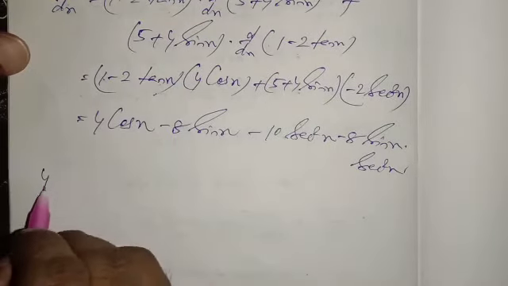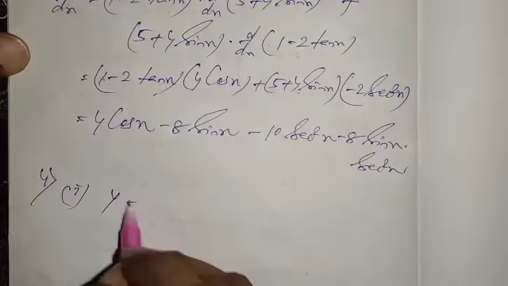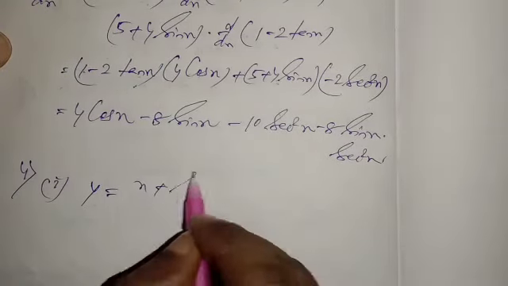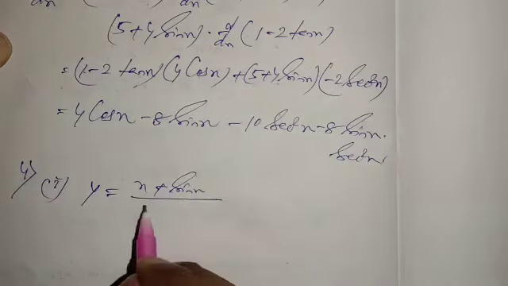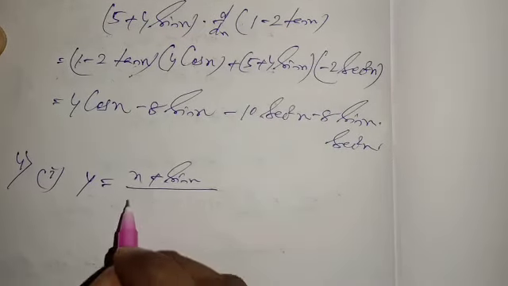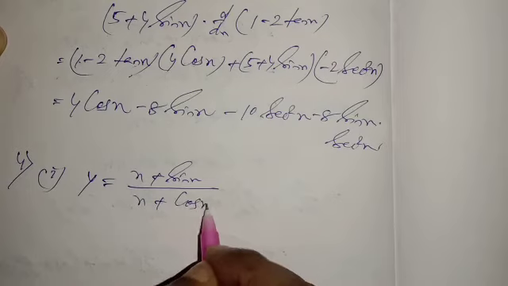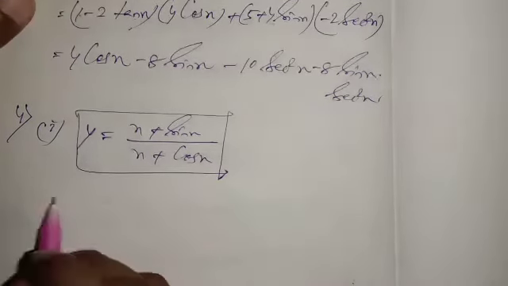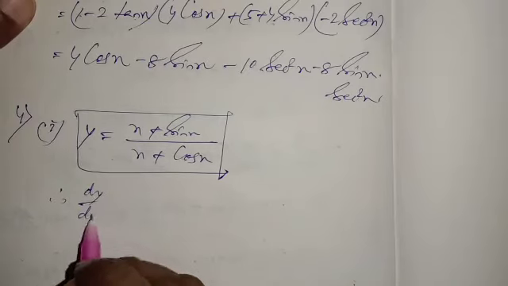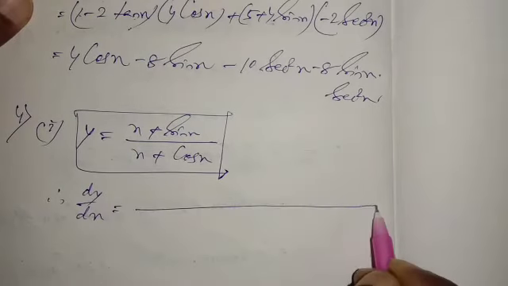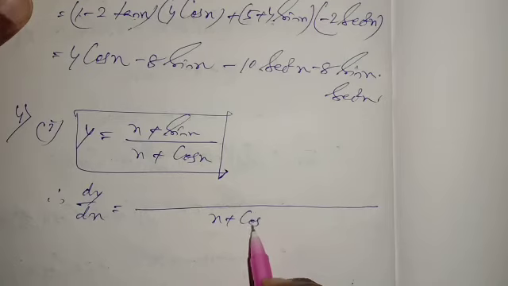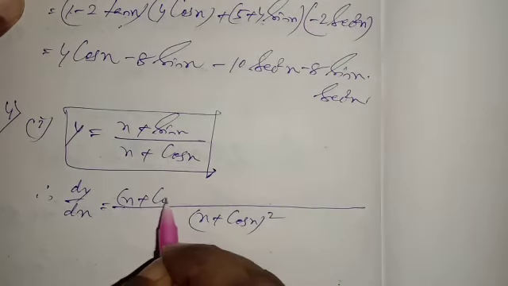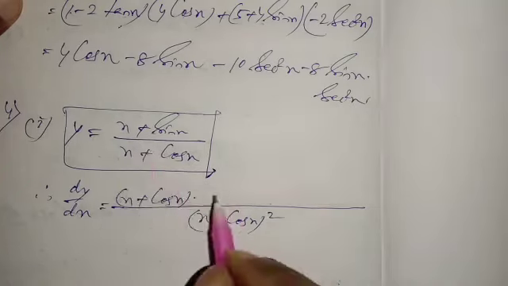Question number 4. It is given y is equal to (x plus sin x) by (x plus cos x). That means you have to apply the division rule. Therefore, dy by dx is equal to how much? Your formula is: v square, that is (x plus cos x) whole square, then v, that is (x plus cos x), into the derivative of u.